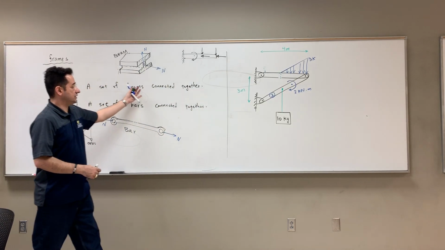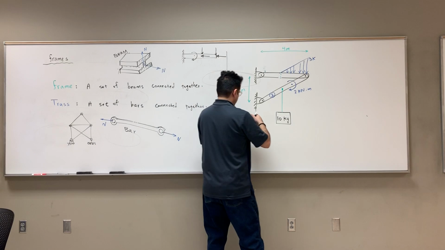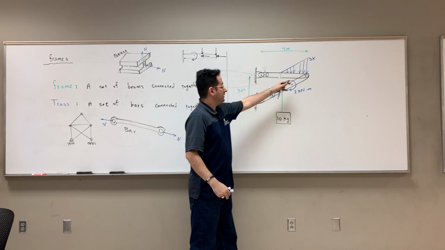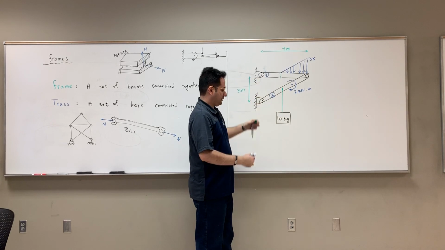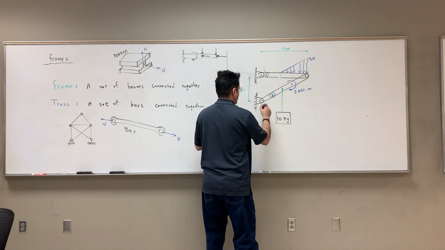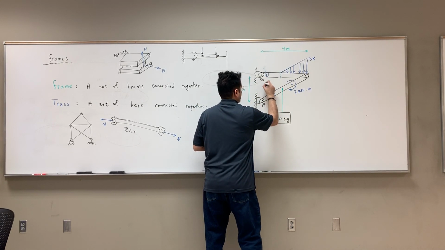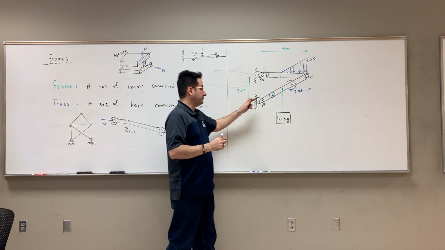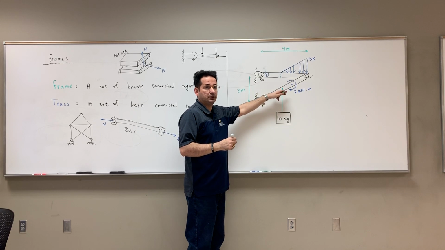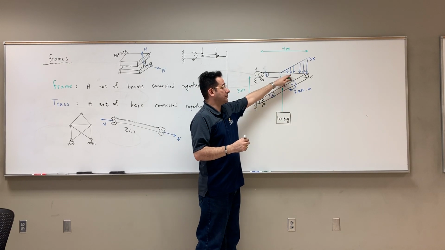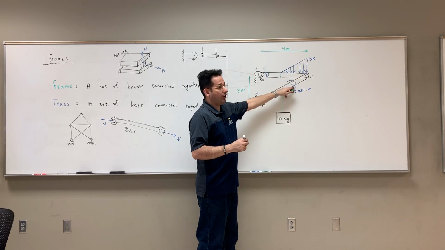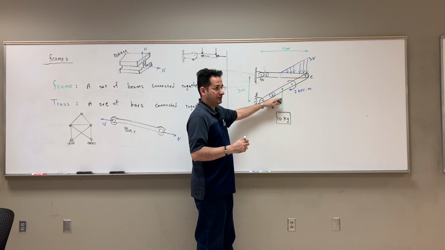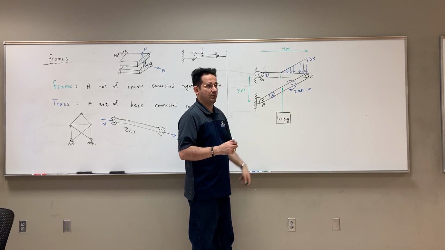According to definition, each one of these members is member 1, member 2. They're both beams. They're pinned at these points. We can then replace A, B, C, so pinned together. And then we have some sort of external loading. Right? Here, distributed triangular load, couple moment, this force, and the weight, 10 kilograms hanging from one of these beams.